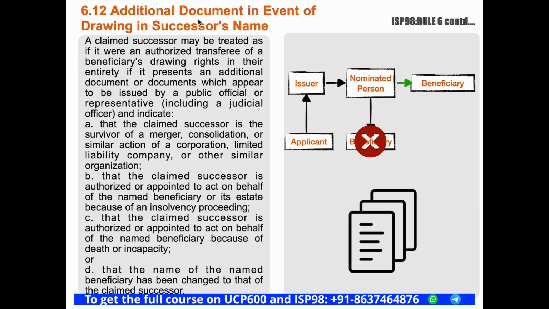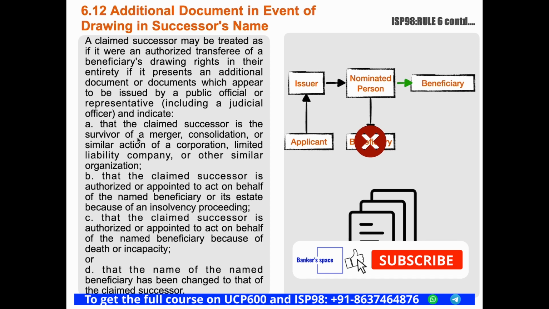Next one, additional document in event of drawing in successor's name. A claimed successor may be treated as if it were an authorized transferee of a beneficiary's drawing rights in their entirety if it presents an additional document or documents which appear to be issued by a public official or representative, including a judicial officer, and indicate. This means ISP requires documentary evidence for considering a third party as a successor of this actual beneficiary, and it must be additional documents apart from that mentioned in the standby. Apart from this, ISP lists down four situations where a successor needs to be recognized. Remember, this is not an exhaustive list, right?